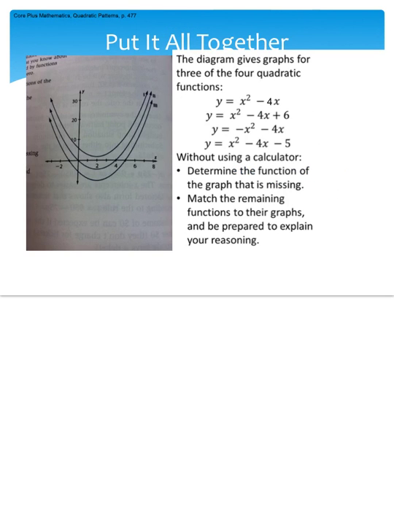So let's see if you can understand the A and the C by looking at this diagram. The diagram gives graphs for 3 of these 4 quadratic functions that you see here. On the side of the screen now, I would like for you to choose the one that you do not see. Once you do that, I want you to determine of the ones that are there, which equation do they match with?